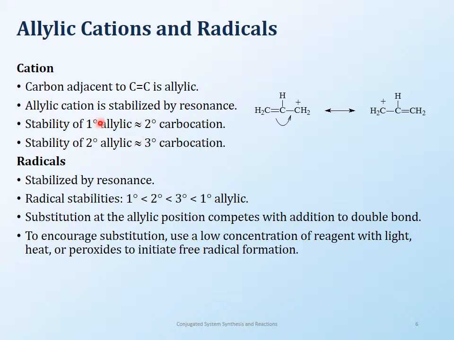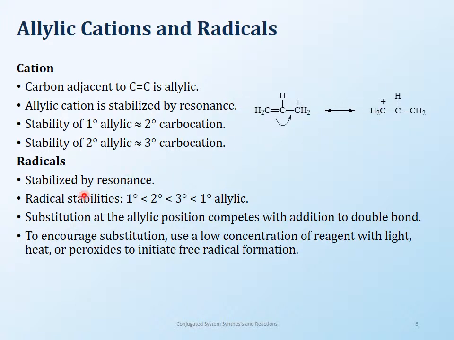For example, a primary allylic, where you don't have any substitution on any carbons, is almost as stable as a secondary carbocation. And a secondary allylic, where you have substitutions on carbon, which means you have another methyl group or ethyl group or something, is as stable as a tertiary carbocation. And in some cases, they're even more stable than tertiary carbocations. So allylic radicals and cations are very, very stable.